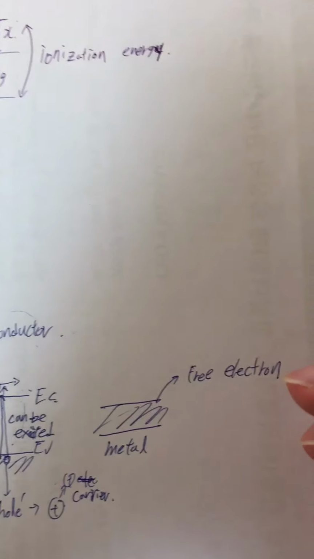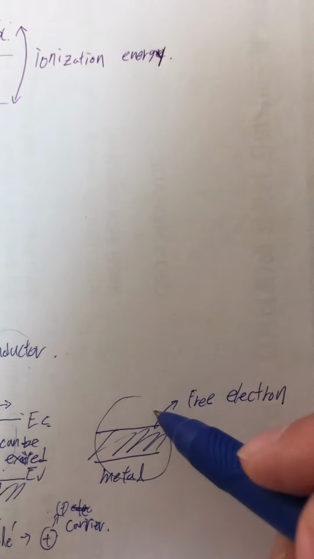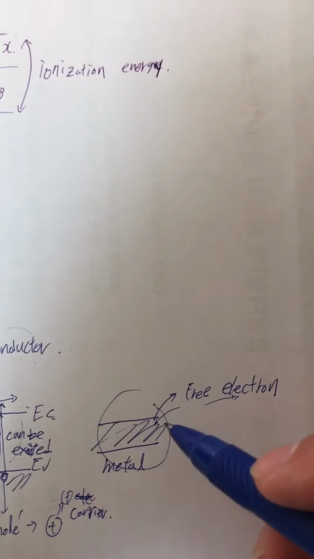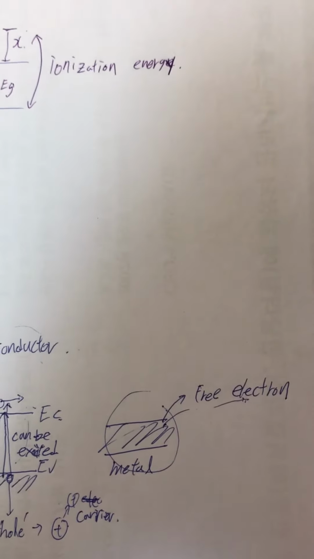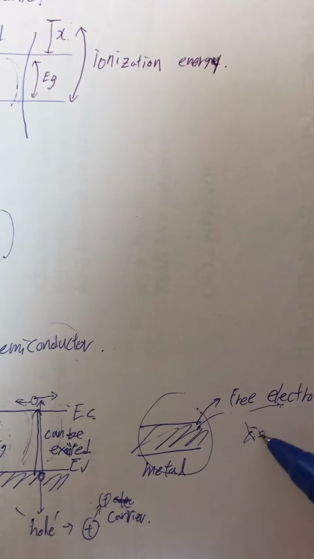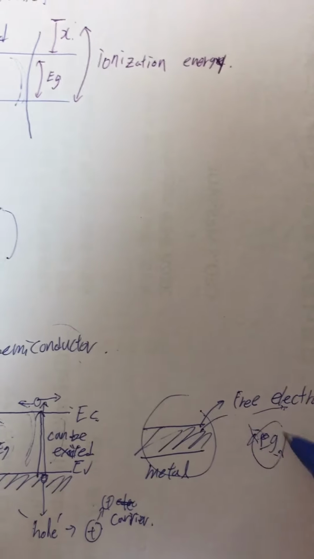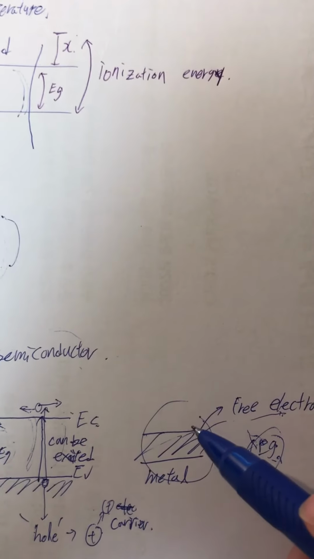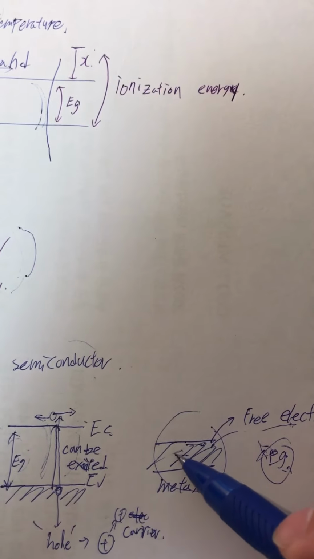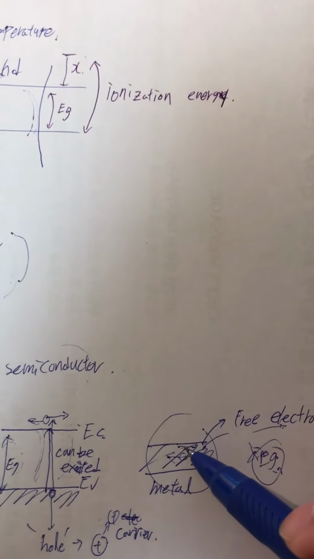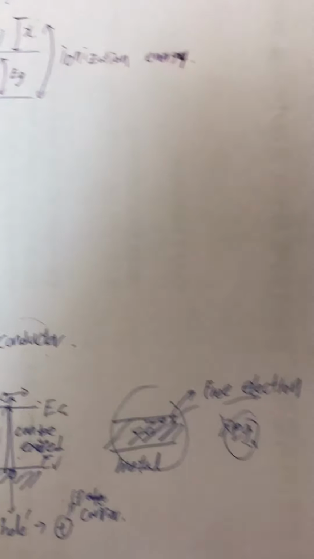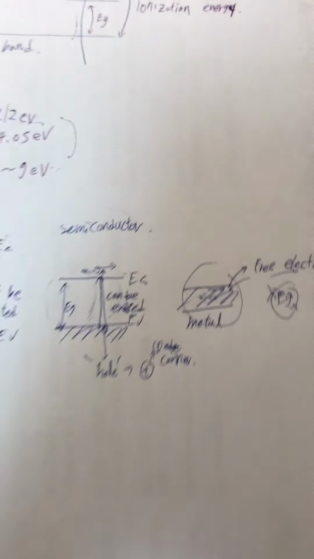And then metals almost always have free electrons, and sometimes have no band gap energy, so electrons can move freely in electrical states.